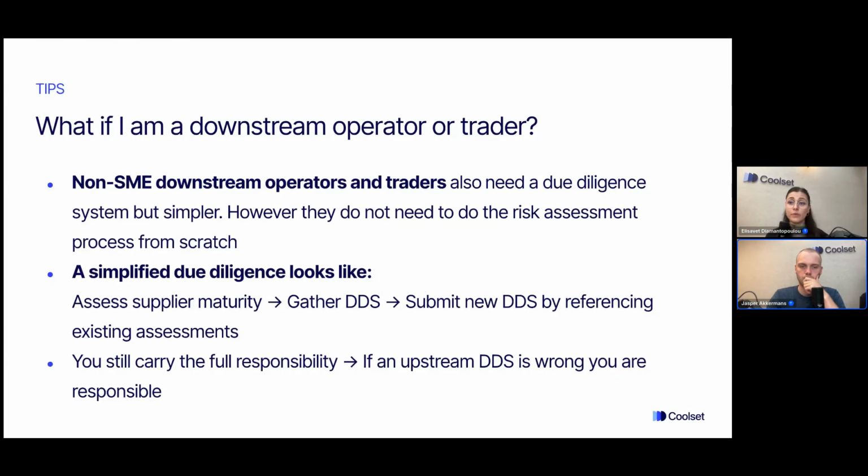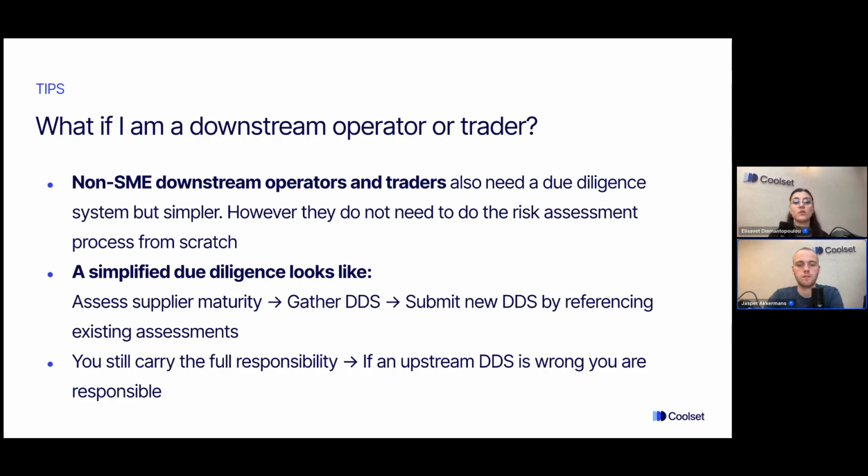One point before I move on, because this is extremely important, is that you still carry the full responsibility, even if you are downstream. So if one of the upstream due diligence statements is wrong, you're also responsible, and you cannot just say, I just reused the information from my supplier, because the auditor will ask you, how did you cross-check that this information is correct? And this can look like the maturity assessment that I just talked about, or you might want to even do spot checks on your orders from your suppliers.